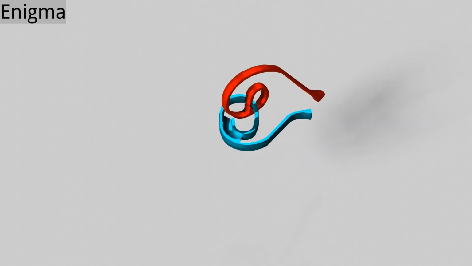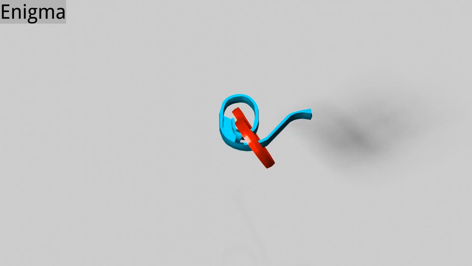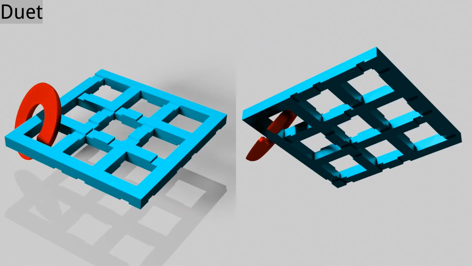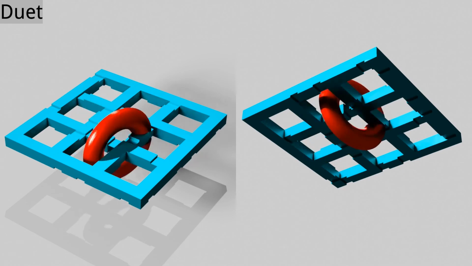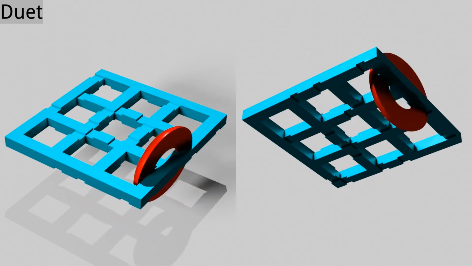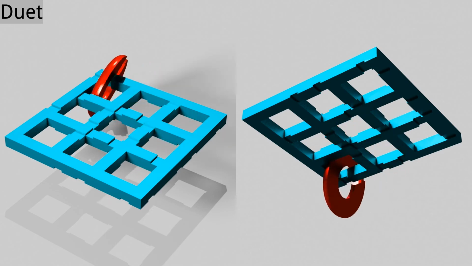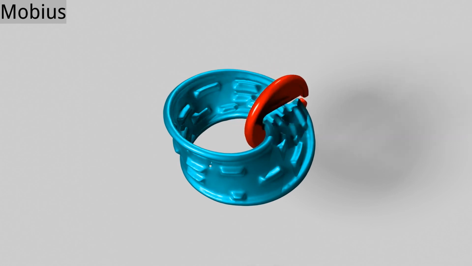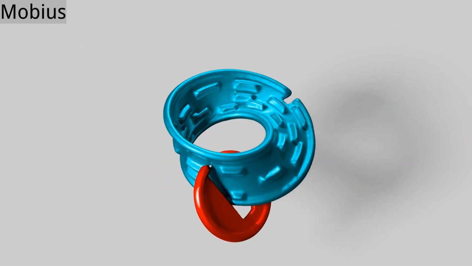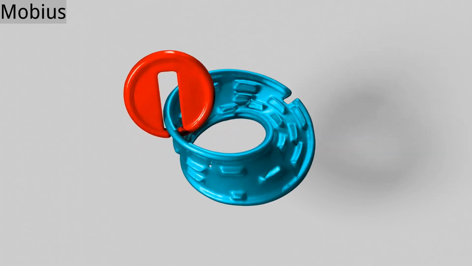The Enigma puzzle is the first puzzle that requires a medial axis notch to solve. And the Duet puzzle is the design motivation of the medial axis notch, and clearly this feature detection algorithm works for this puzzle very well. The Mobius puzzle is a little bit weird because every configuration in the solution path is actually a Newtonian configuration.